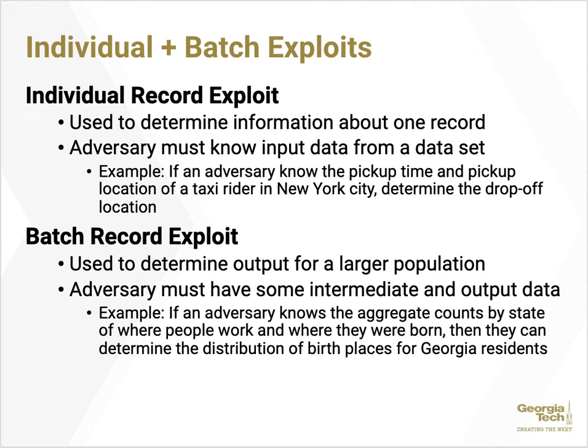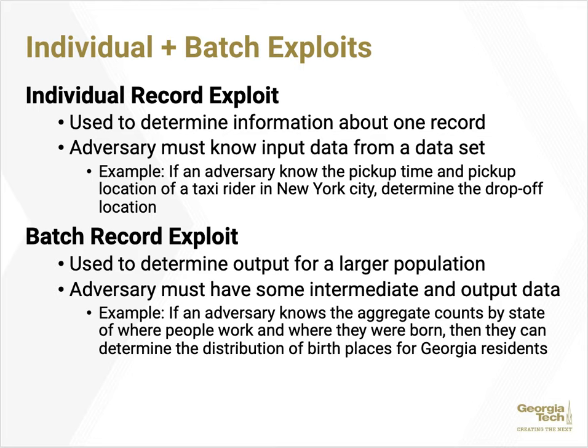So now that we've discussed how to use intermediate traffic to exploit information about MapReduce inputs, there are two different types of specific exploits that can be run using this type of method. The first of which is an individual record exploit, and as its namesake portrays, it's used to determine information about one record, one person, one instance. An adversary must know input data from a data set. One of the examples that was given in the paper was if an adversary knows the pickup time and pickup location of a taxi rider in New York City, they can determine the drop-off location.